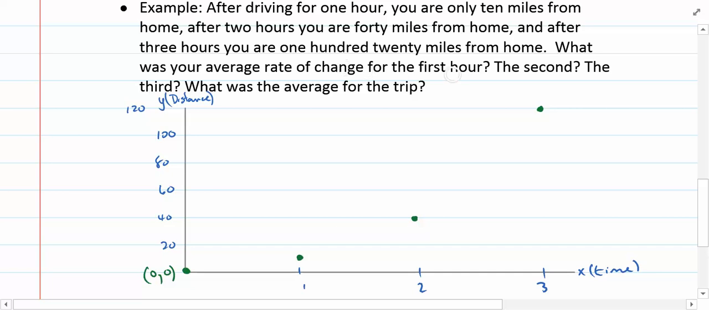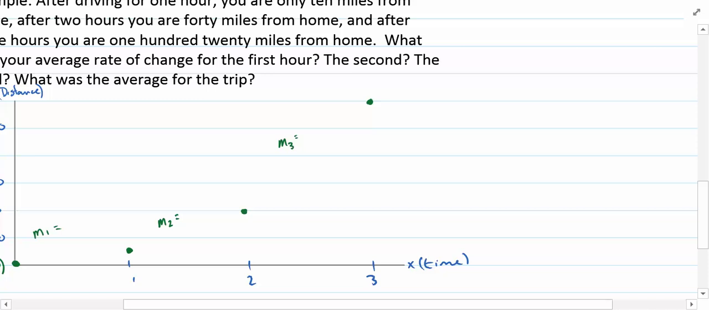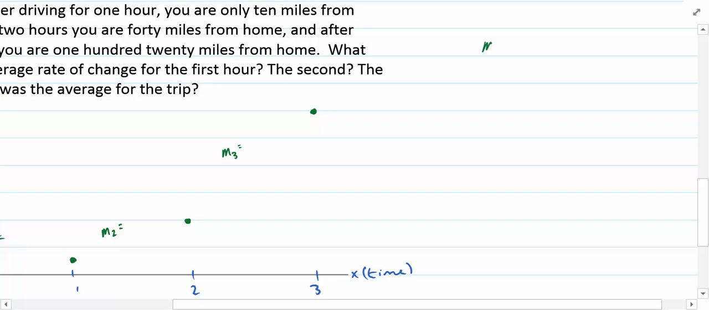What was your rate of change for the first hour? We're going to call this M1. That's our rate of change for the first hour. Then we'll call M2 the rate of change for the second hour, and we'll call M3 the rate of change for the third hour. Let's calculate M1 over here off to the side.